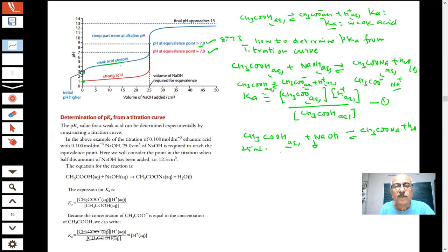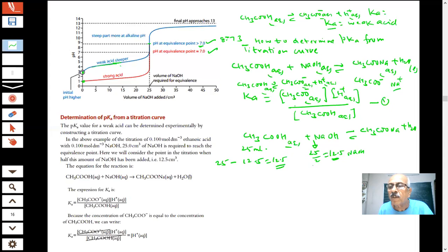Okay? But if you have 25 NaOH and if you add half of that, what is the half of 25? Tell me. 25 by 2. If you add 12.5 of NaOH, what will happen? 12.5 of this will go. How much will be left? 25 minus 12.5. Tell me. 12.5 plus 12.5 is complete neutralization.